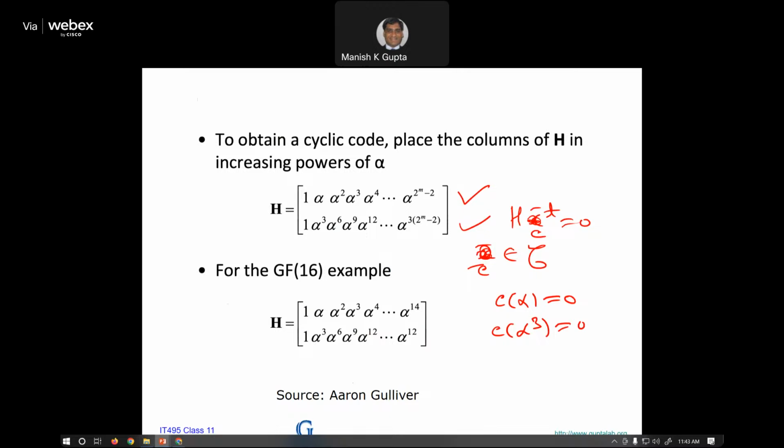Now, why is it cyclic? We want to find a cyclic code, with a generator polynomial. We have H C transpose equal to 0 if C is a code word. That's the definition: if X is a code word in C, H X transpose is equal to 0, if you remember from the parity check matrix point of view. So from the first portion, C of alpha will be 0 because of that condition: C0 plus C1 alpha and so on, so finally C of alpha is equal to 0. We just saw that. Similarly, the second portion will give you C of alpha cube equal to 0.